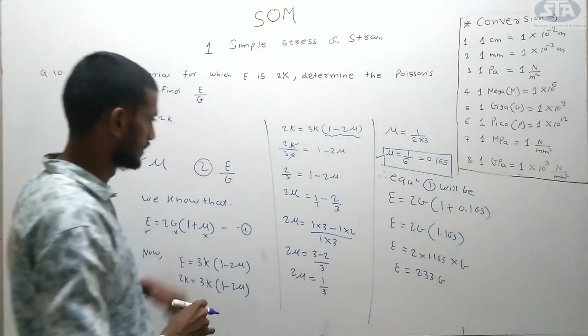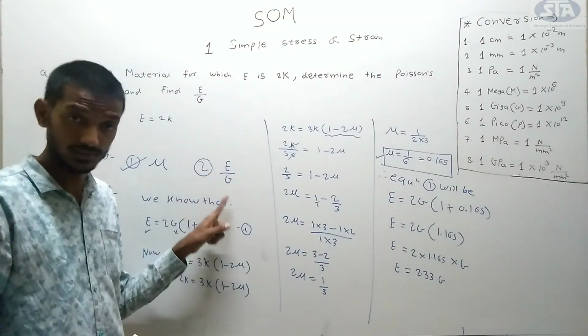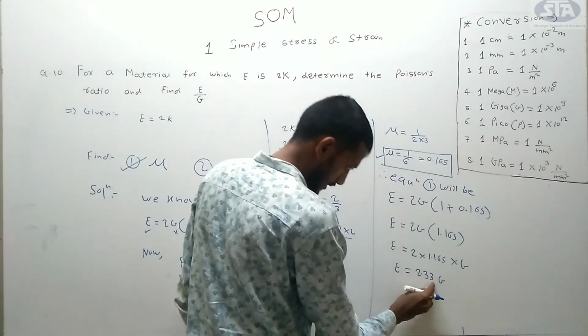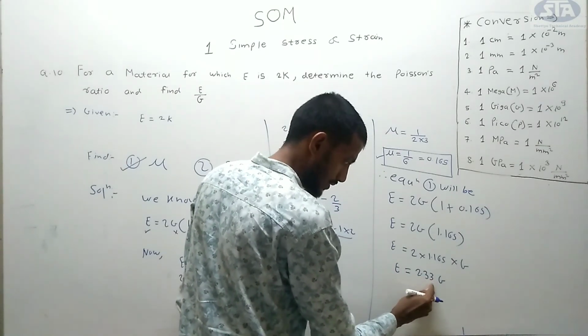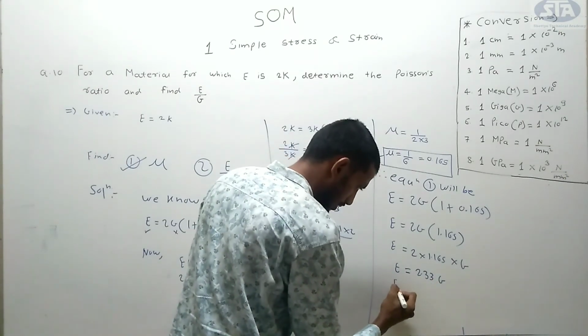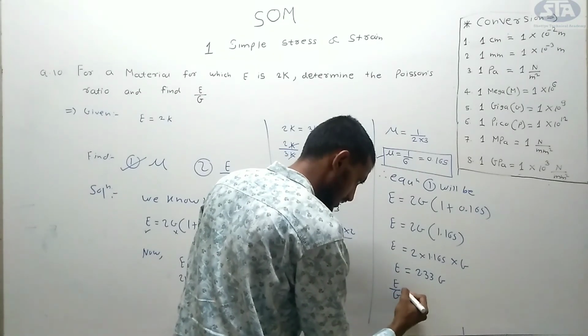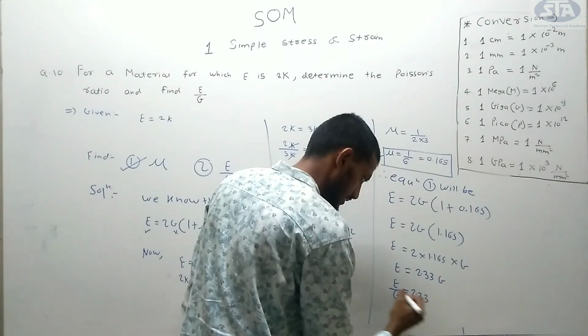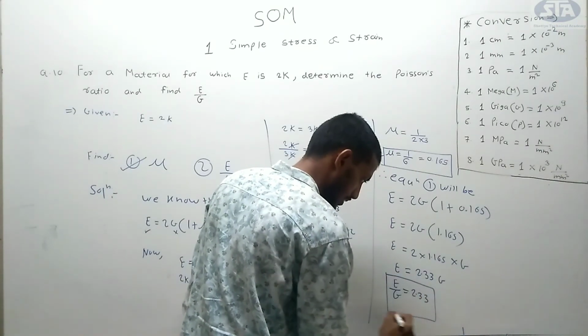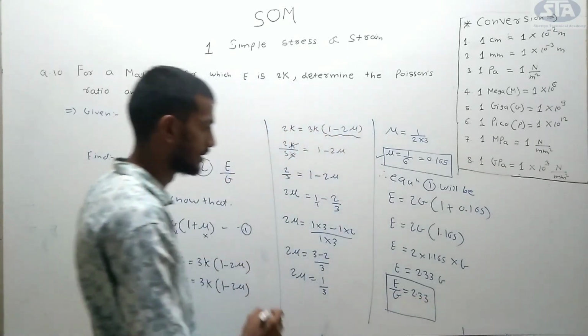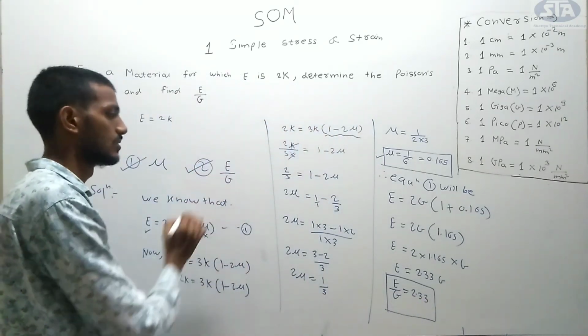We have to find out the ratio E divided by G. Now G is in multiplication with 2.33. When we shift it to the left hand side, we get E divided by G is equal to 2.33. So this is the ratio, E divided by G is equal to 2.33. Then our second part is also completed.